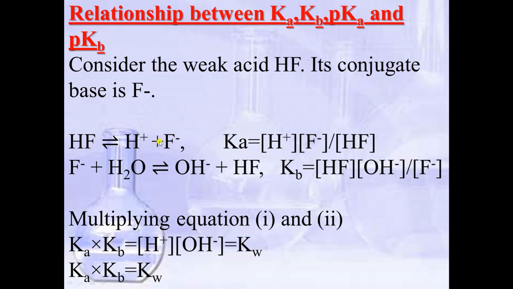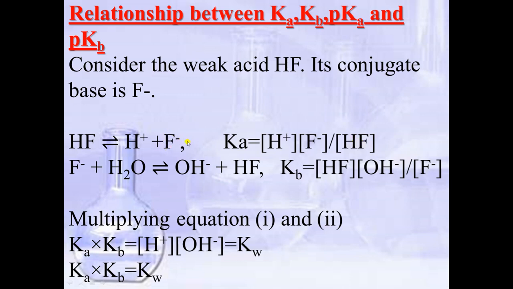Now for this equation we can write the equation for Ka, the dissociation constant for the acid. It will be the concentration of products divided by the concentration of reactant. So the concentration of H positive ion into the concentration of F negative ion divided by the concentration of reactant, that is HF.